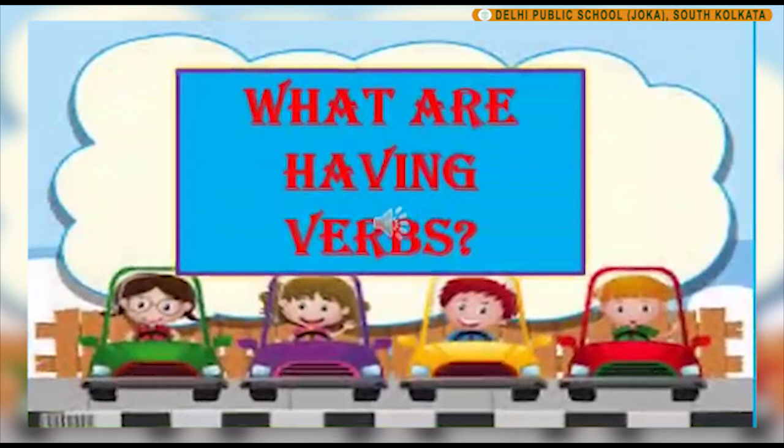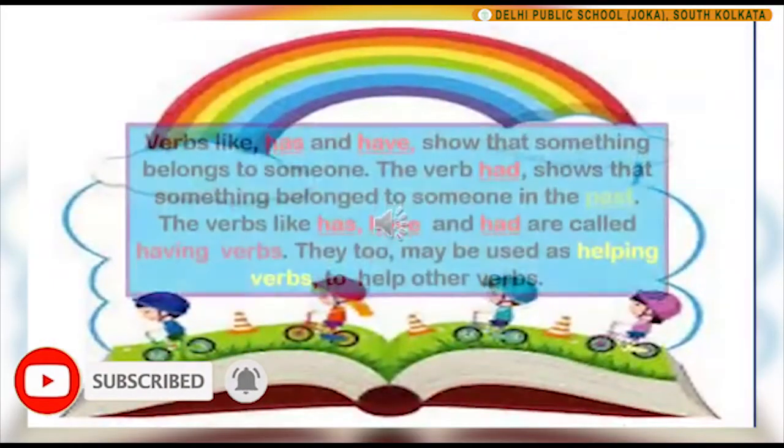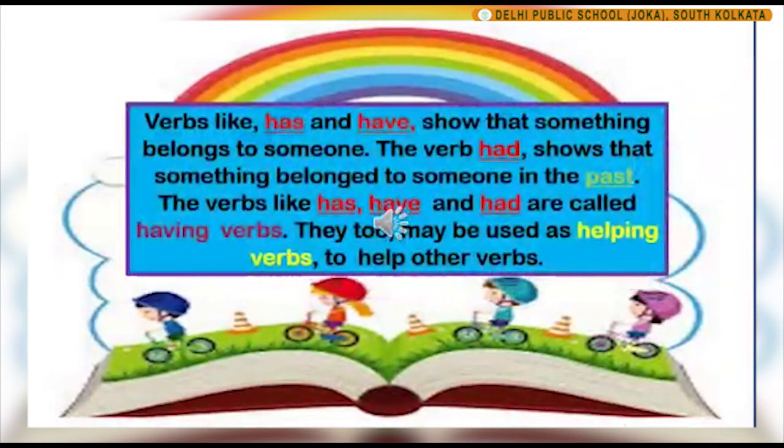To learn about having verbs, first we have to know what are having verbs. Verbs like has and have show that something belongs to someone. The verb had shows that something belonged to someone in the past. The verbs like has, have, and had are called having verbs. Just like being verbs, they too may be used as helping verbs to help other verbs.